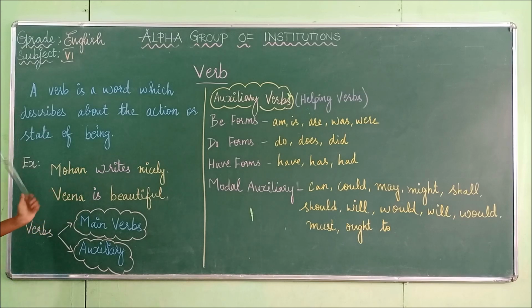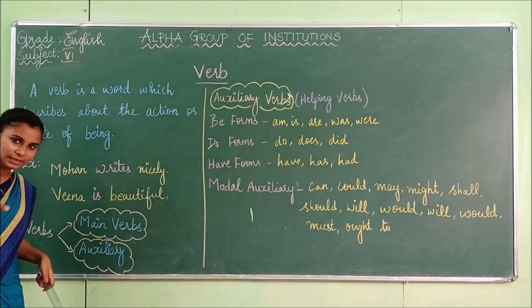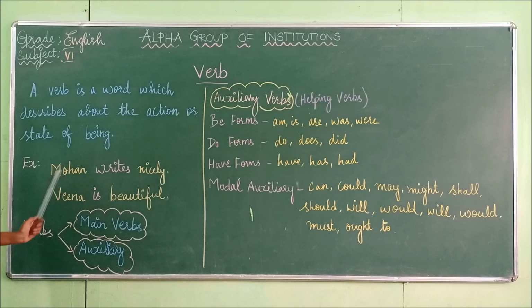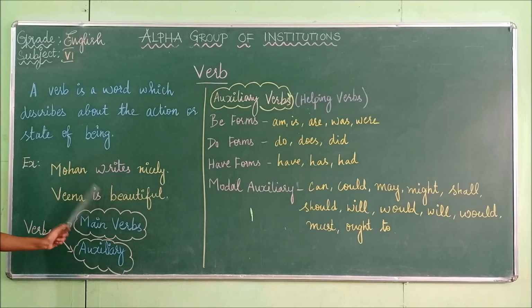For example, we have two sentences here. The first one: Mohan writes nicely. Here, writes is an action, so it's a verb. It describes an action. Next: Veena is beautiful. Here, is is also a verb, which explains the state of being. So in these sentences, writes and is are verbs.